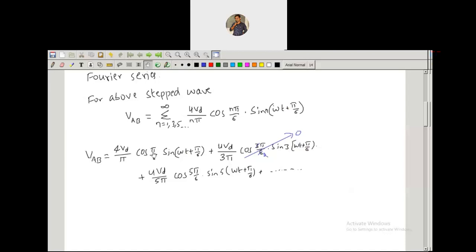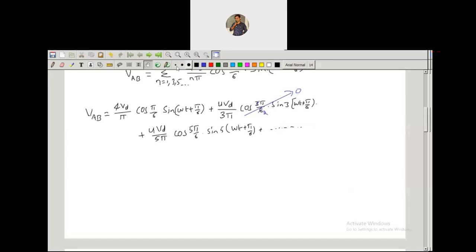And after that, you can substitute the value of cos pi by 6, that is the cos 30 value. And also you can do this sin omega t plus 30. We can find out that value also. And also you can take 4 VD by pi common. So among all these terms, the term 4 VD by pi is getting common. And after that, by substituting the values of cos pi by 6, you are going to get the equation. So I am writing the equation after substituting the values of these trigonometric values.